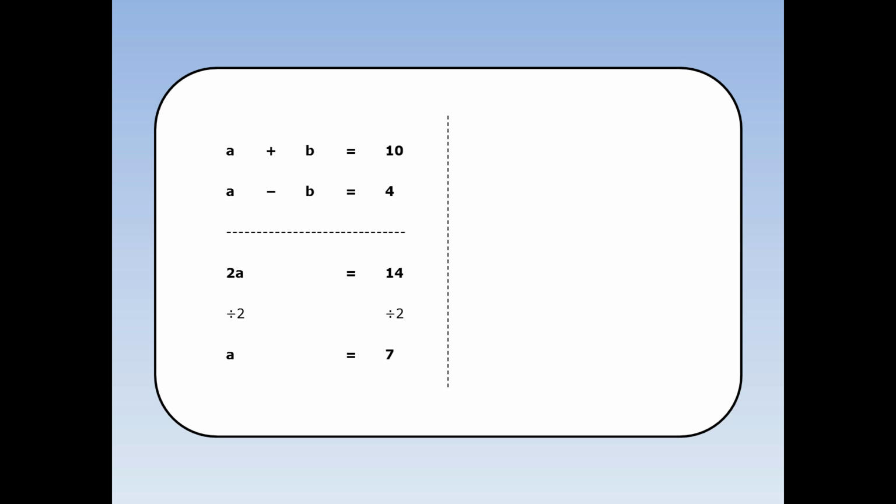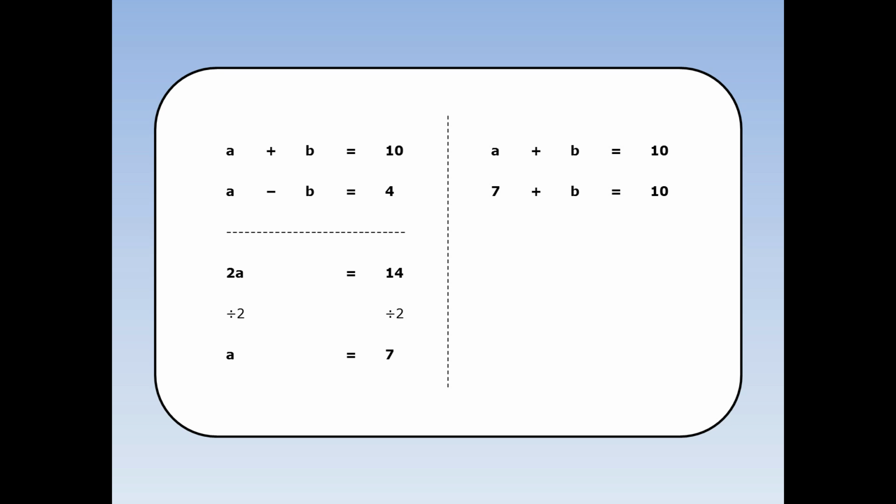But I also want to know what b is as well. So I'm going to go back to the original formulas and write one of them down again. I've chosen the top one, but I could have chosen the bottom one if I wanted. a plus b is 10. Now I've just found out that a is 7, so I'm going to substitute that in. 7 plus b is 10.